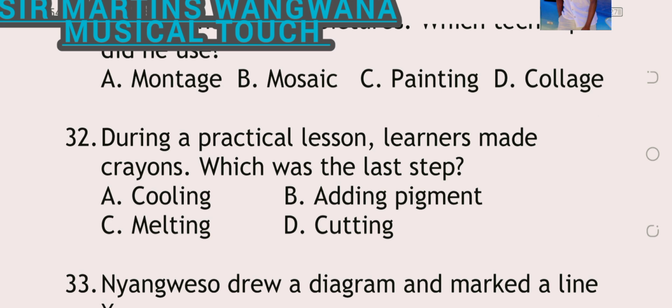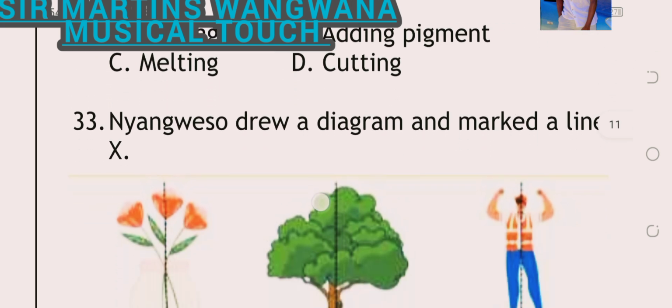Then number 32 says, during a practical lesson, learners made crayons. Which was the last step? We have cooling, adding pigment, melting, cutting. The last step is cooling, which is A.